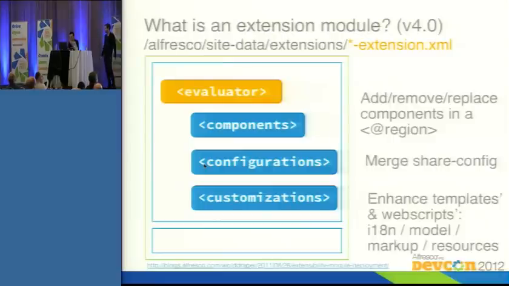And lastly, it's possible to use the customizations section to enhance individual templates or web scripts. After they have been run, it will be possible to change their message properties and the JavaScript model before it hits the FreeMarker template. You can change the markup that is being returned from a component or a template, and also add in additional client-side resources such as CSS files and JavaScript files.